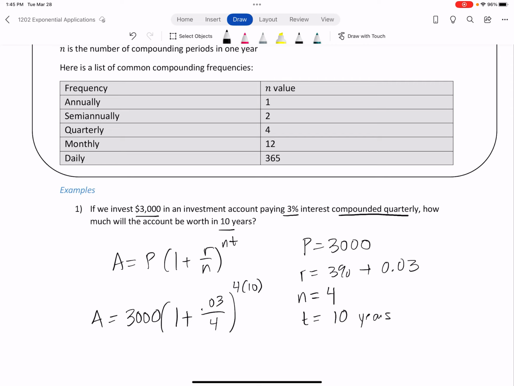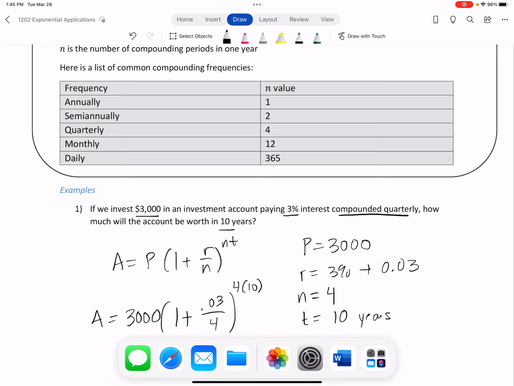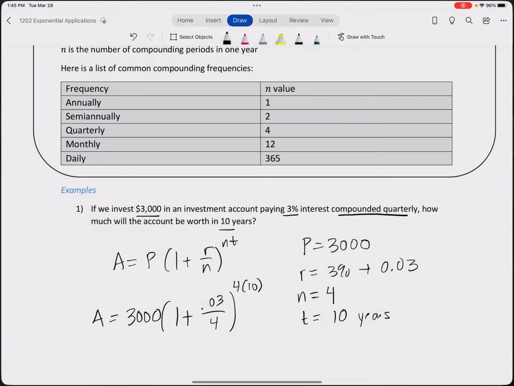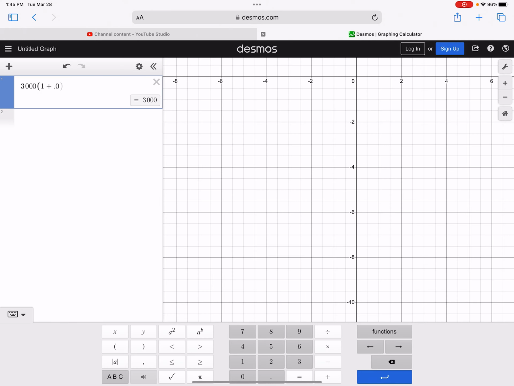So I want to enter that into my calculator. You could enter that in decimals just as it looks. If you want to do some simplifying first, you can, but you don't have to. 3,000 times 1 plus 0.03 divided by 4 raised to the 4 times 10. So notice that the 4 and the 10 are in the exponent there.